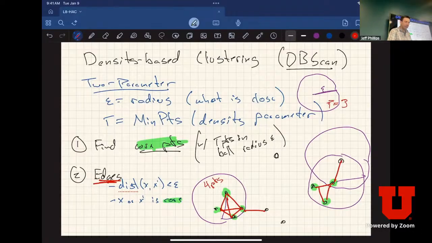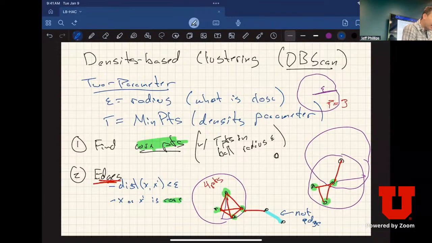I do not draw an edge here. This is not an edge in the graph because their distance is small enough, but they're not both core points. Neither of them is a core point, even though the one on the left is connected to other core points in the graph, but it's not itself a core point. So this is not an edge. This is not an edge.